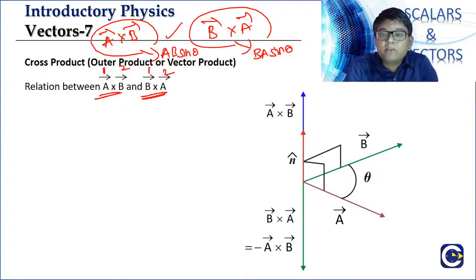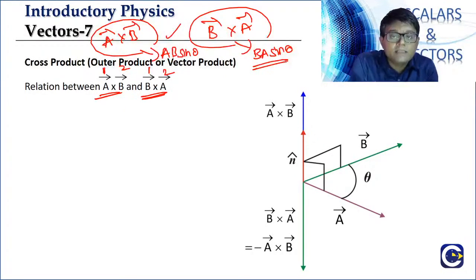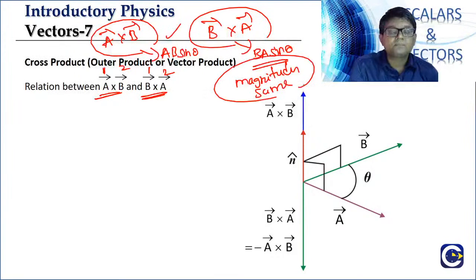B cross A magnitude is what? 10 into 8 into sine pi by 3, because it is coming as B into A into sine theta. Are these two values same or not? So A cross B and B cross A, their magnitudes will be the same. Now this is the interesting thing.